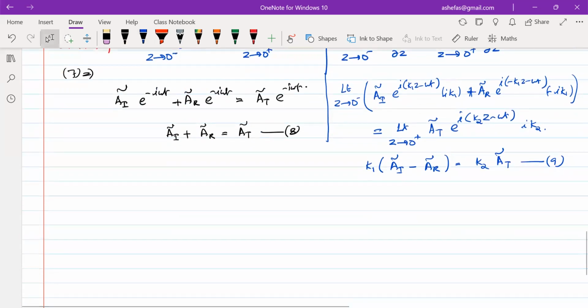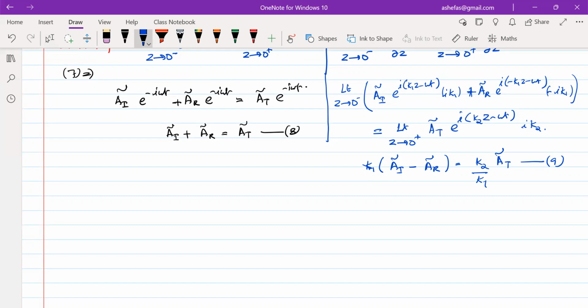Okay, so now we have got two equations, equation number 8 and equation number 9. So it actually connects the incident amplitude, the reflected amplitude, as well as the transmitted amplitude, basically the complex amplitudes. Now from this, by solving these two equations, we can find out the reflected complex amplitude, as well as the transmitted complex amplitude in terms of the incident complex amplitude. So it is very easy to find. So what you can do is just take this k1 to the right side. Okay, so equation number 9 we can write like this.